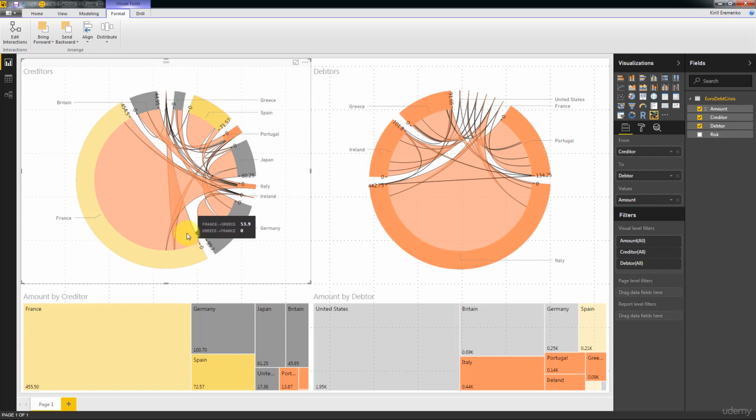And then France also made quite a substantial loan to Greece, which, as we know, was one of the least stable countries, or the riskiest countries, at the time. Okay, so again, you can derive some additional insights from here.